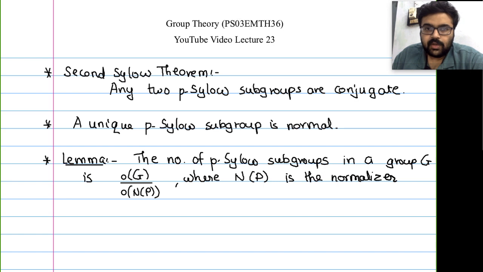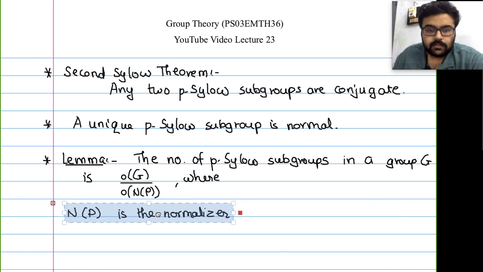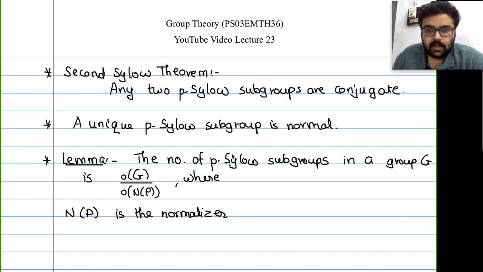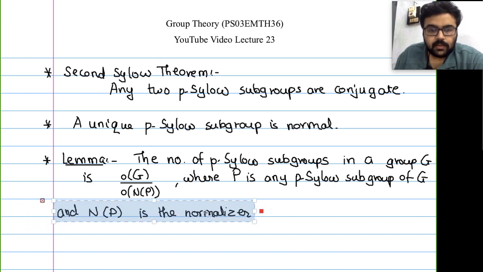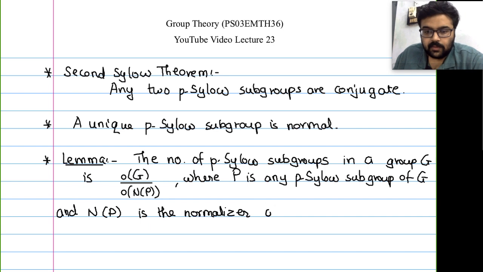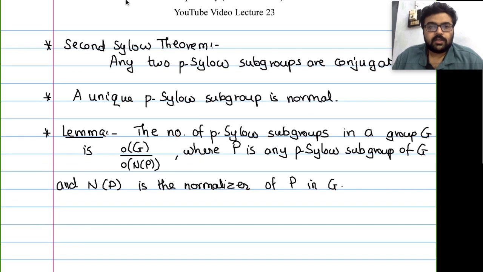So first of all I should write what P is. So where P is any p Sylow subgroup of G, and N_P is the normalizer of P in G. So these are the three things.